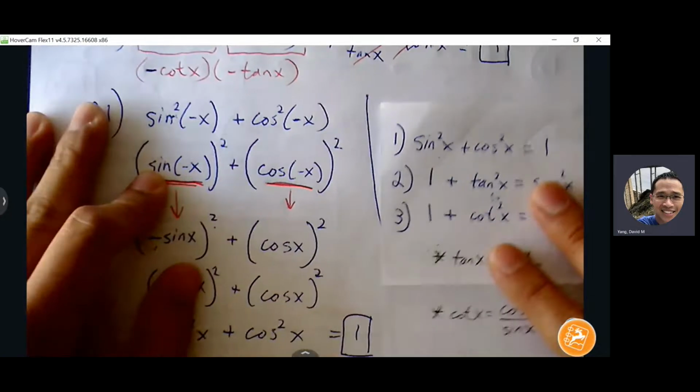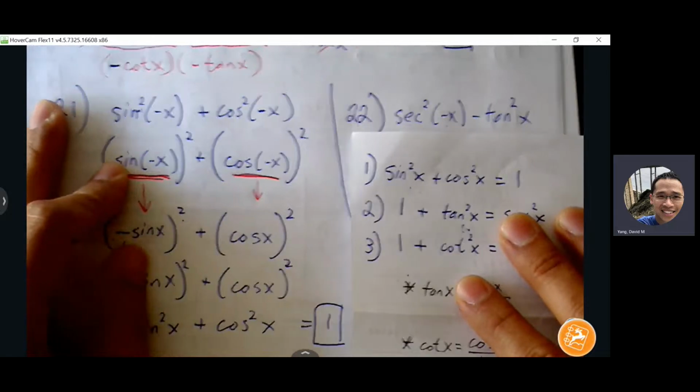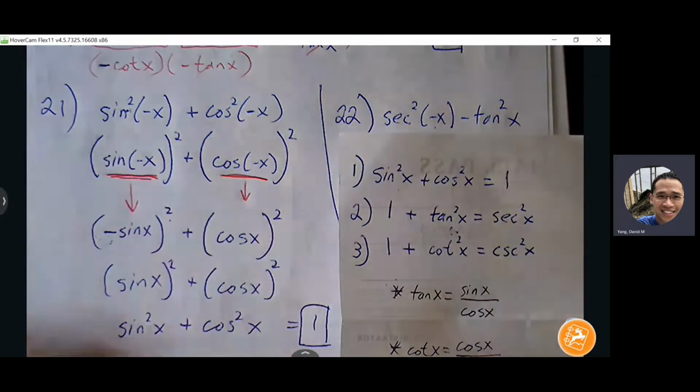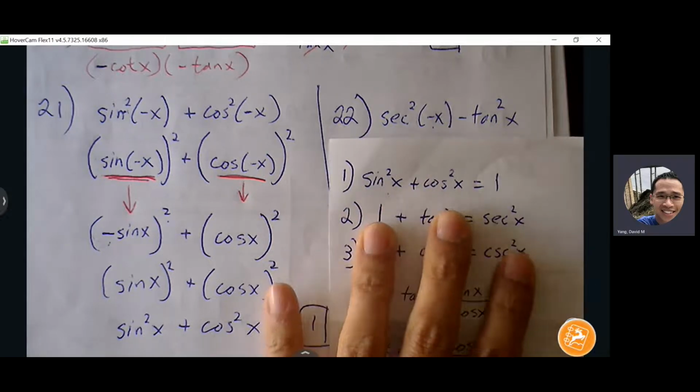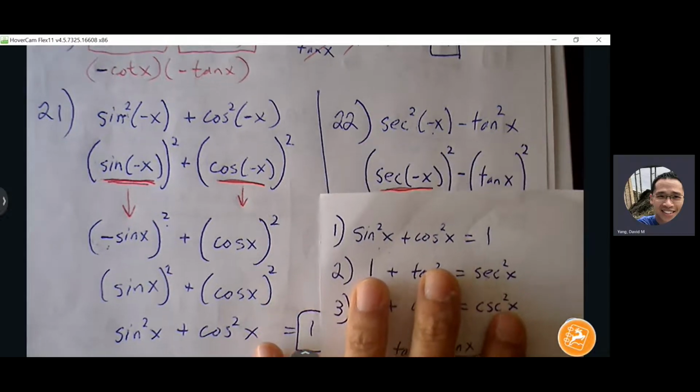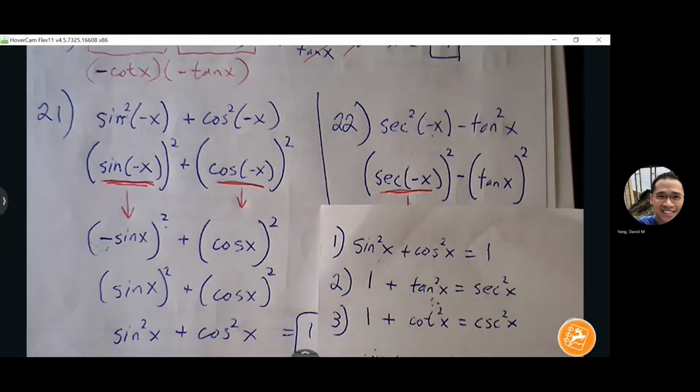Okay. All right, 22. Let's do 22, and then we'll do 23, and then we can start the next section. So 22, secant squared negative x minus tangent squared x. Let's get that squared out. It's not a set of parentheses, so we're not having to deal with too much at once. So I'm just going to rewrite it. Secant negative x quantity squared minus tangent x quantity squared.